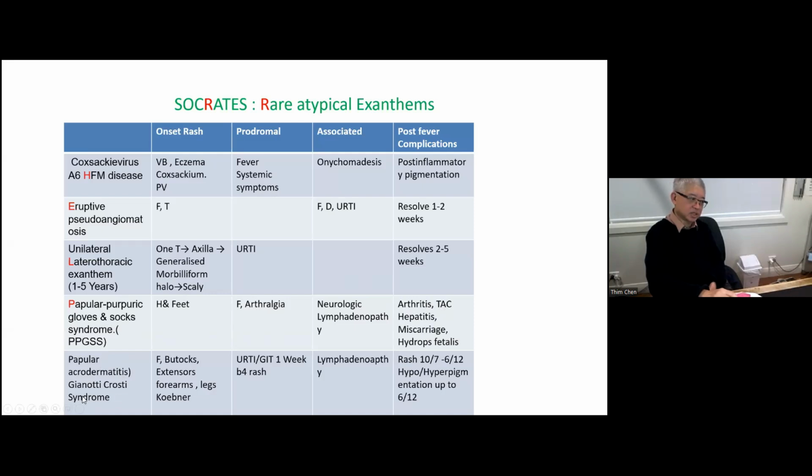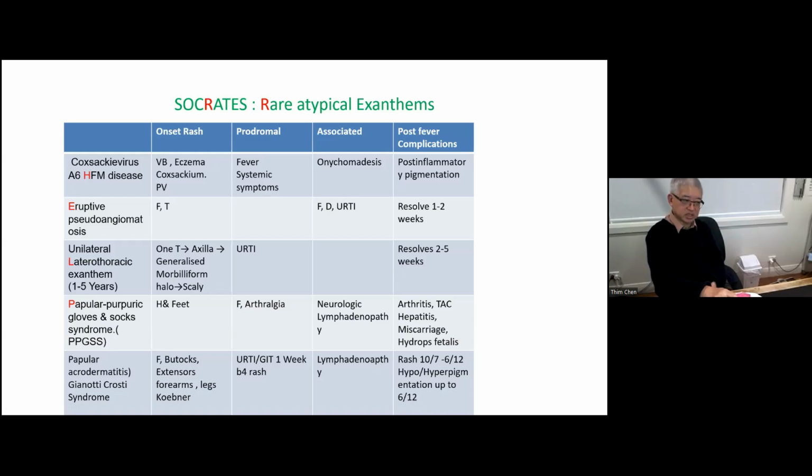Papular acrodermatitis is the Italian name, Gianotti-Crosti syndrome. They have vesicles and they are seen on the face. These are rare ones, but they can cause hyperpigmentation for up to 6 months. Koebner phenomenon, are you aware of Koebner? When you rub something along the lines of pressure, the lesions appear. Koebner is not specific for Gianotti-Crosti. Koebner phenomenon is seen in psoriasis, lichen planus, and atopic dermatitis.